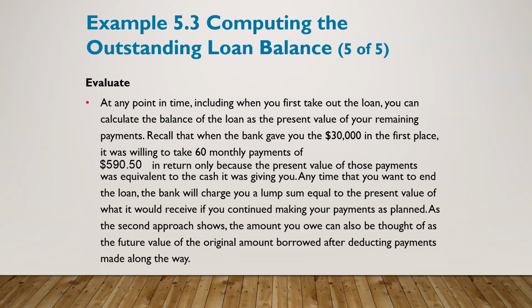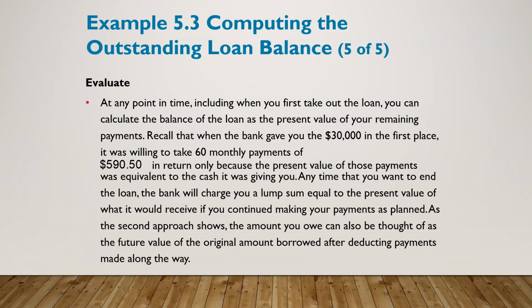To evaluate at any point in time, including when you first take out the loan, you can calculate the balance of the loan as the present value of your remaining payments. Recall that when the bank gave you $30,000 in the first place, it was willing to take 60 monthly payments of $590.50 in return only because the present value of those payments was equivalent to the cash it was giving you.